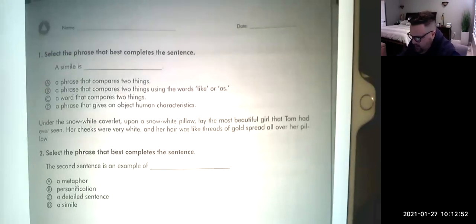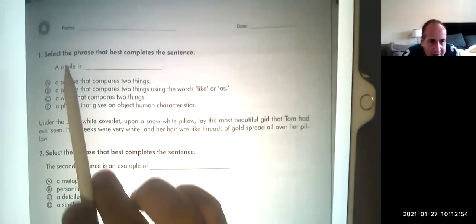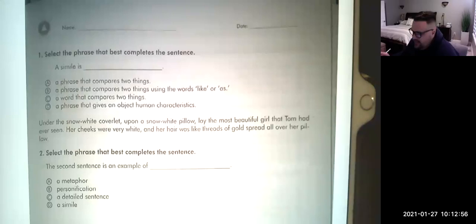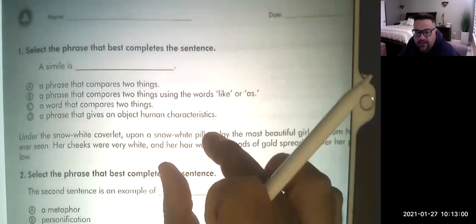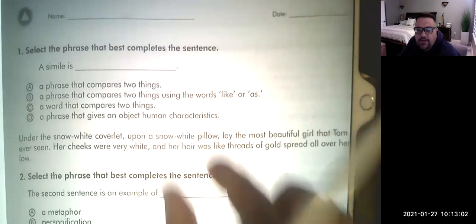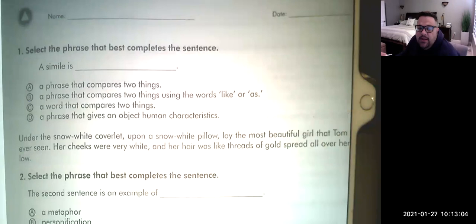You ready? Yeah. Number one says select the phrase that best completes the sentence. A simile is blank. I'm going to make this a little bigger. Everybody pause, get out your study guide book, and see if you can figure out what the answer is. Pause the video now. Okay, Mr. Spina, go ahead and tell us what you think about this one.